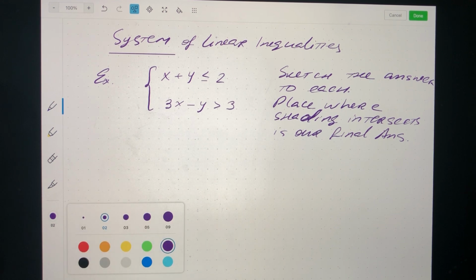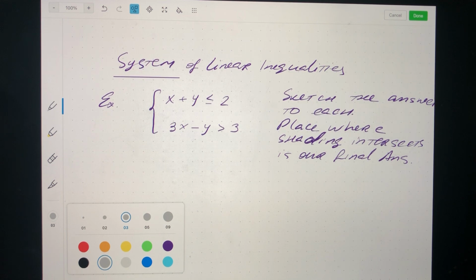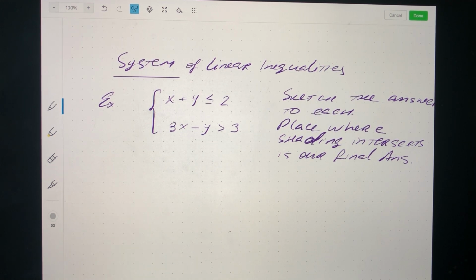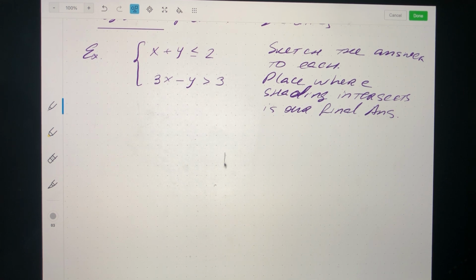So here is our grid, our coordinate axes. Here is x, here is y. Now let's sketch the first. So the way we do this is first we look at each inequality as if it has an equal sign. So how do we sketch something like this? One way is we can solve for the y. All we need to do is minus the x on the other side.